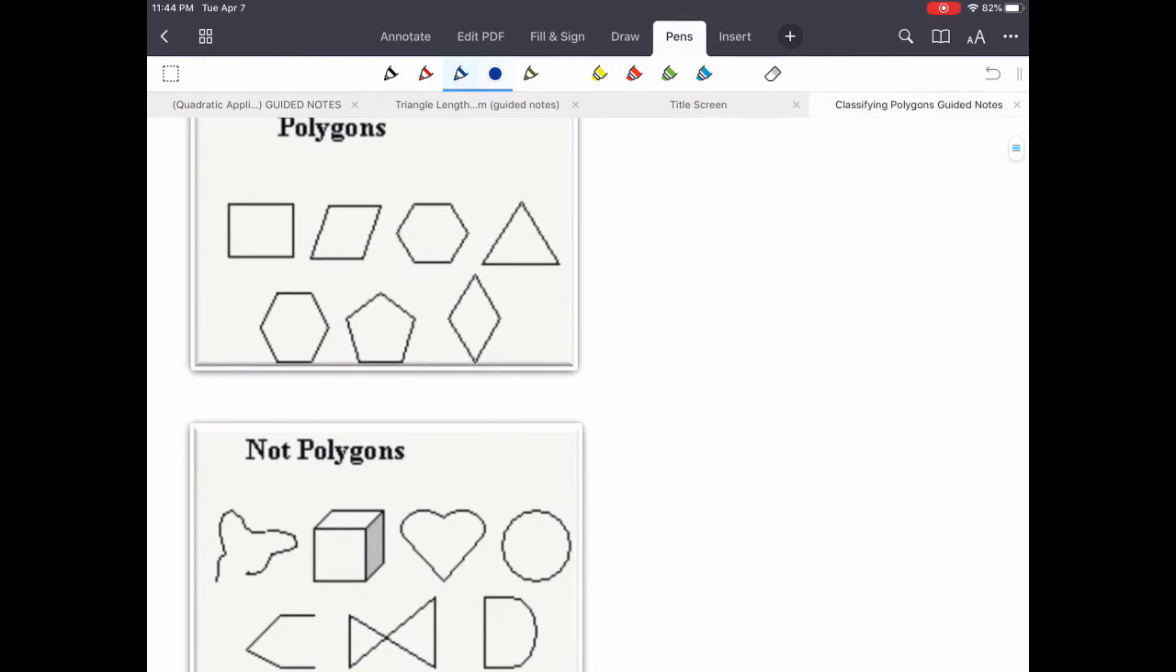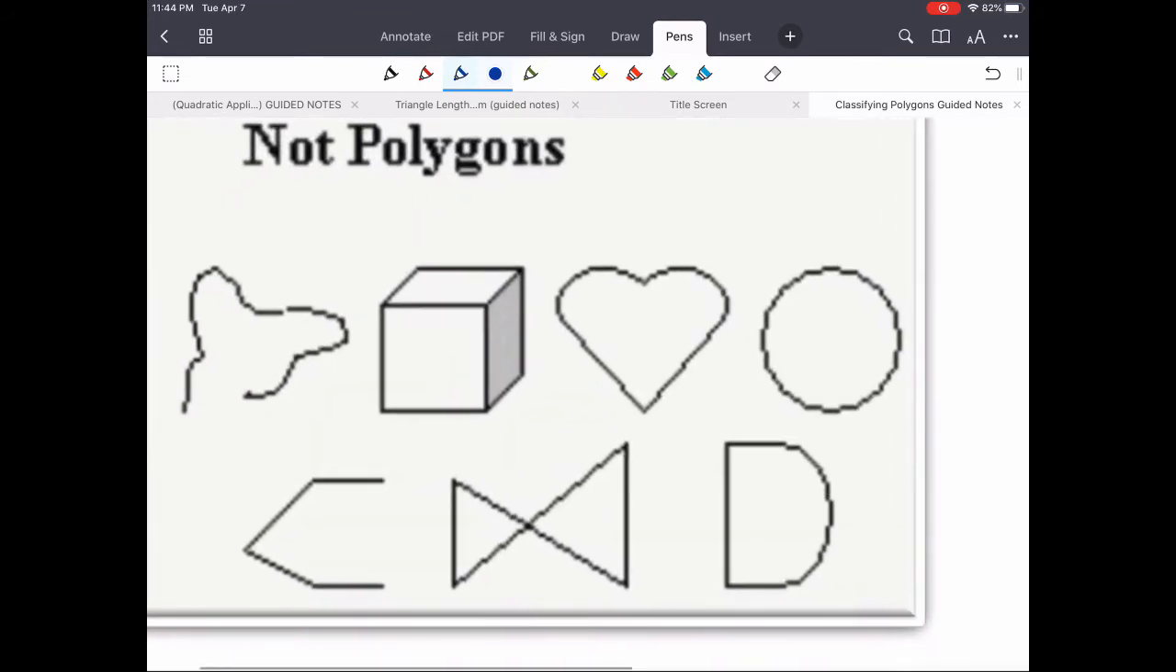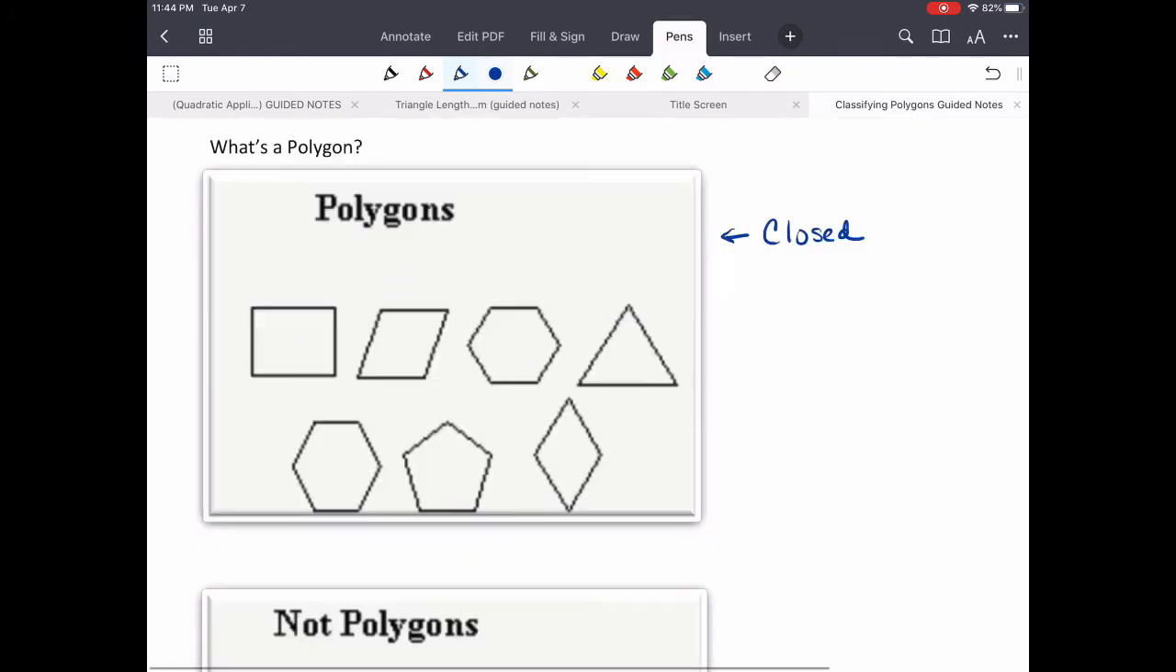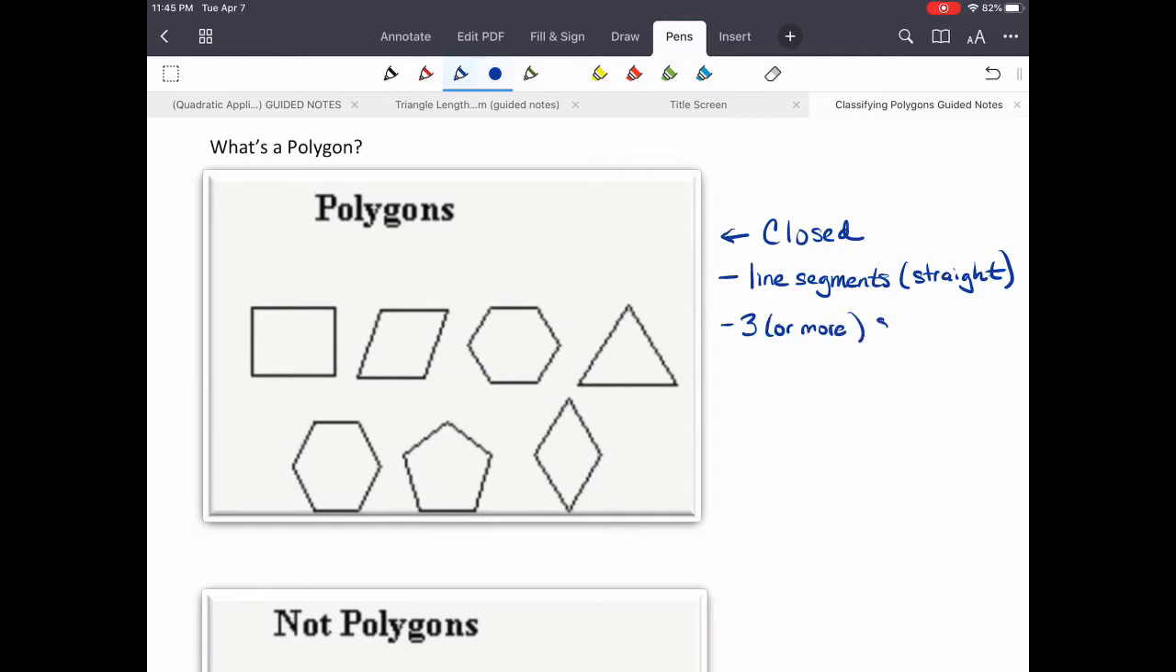So let's look over these shapes. The polygons in this group are all closed. There's not a single opening, whereas in this shape, you'll notice there's an opening right there, and it's not closed. Another important thing is that it's made up entirely of line segments. Line segments have to be straight. Another thing a polygon has to have is 3 or more sides. So it's a pretty simple definition for what makes up a polygon.